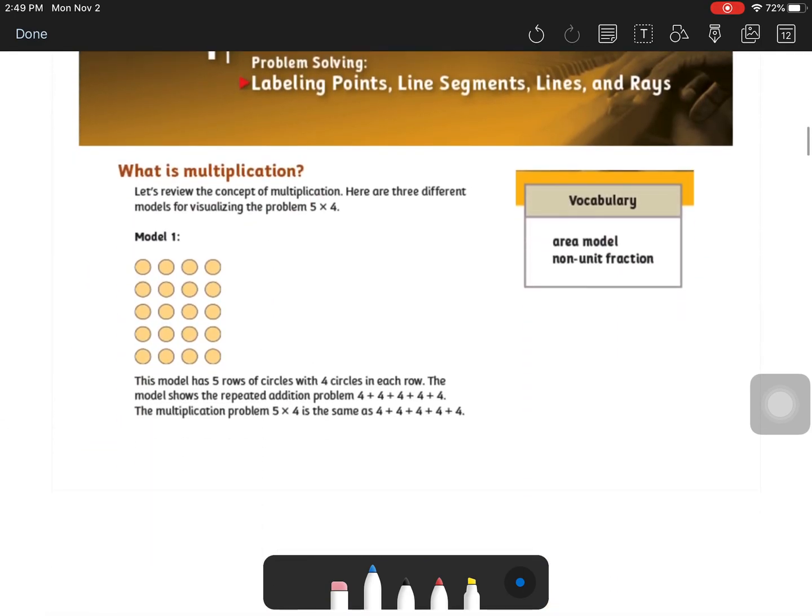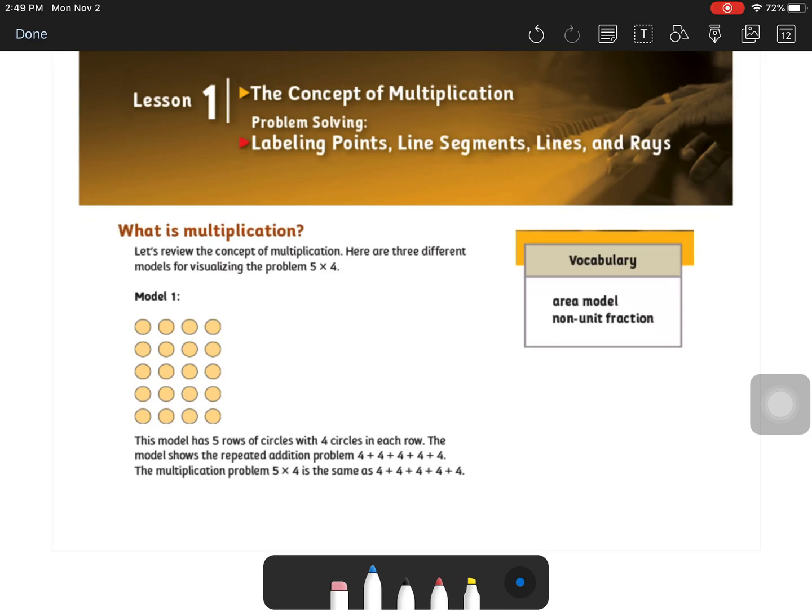All right, so that was just a quick review of multiplying. We're going to be doing a lot of multiplying with fractions. So really, what is multiplication? Multiplication is really just repeated addition.